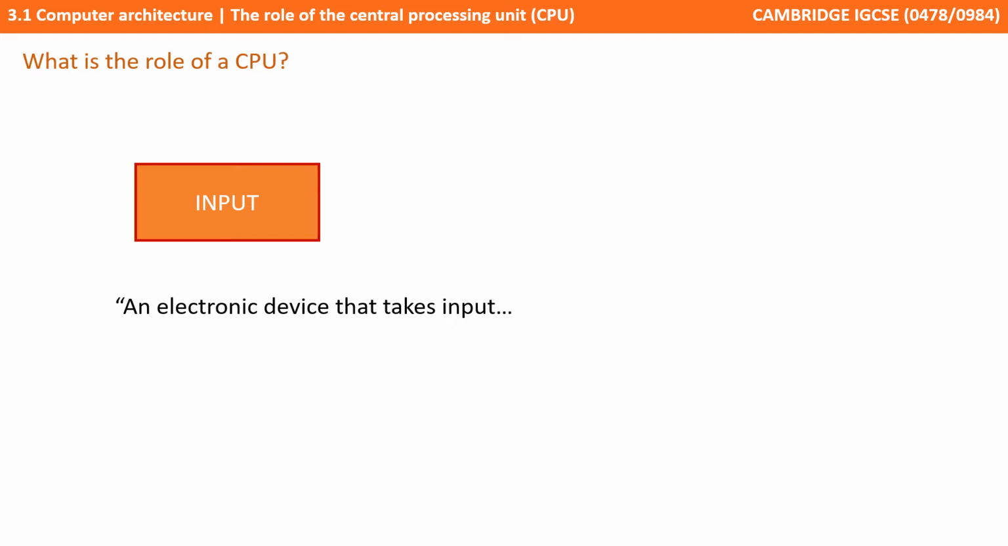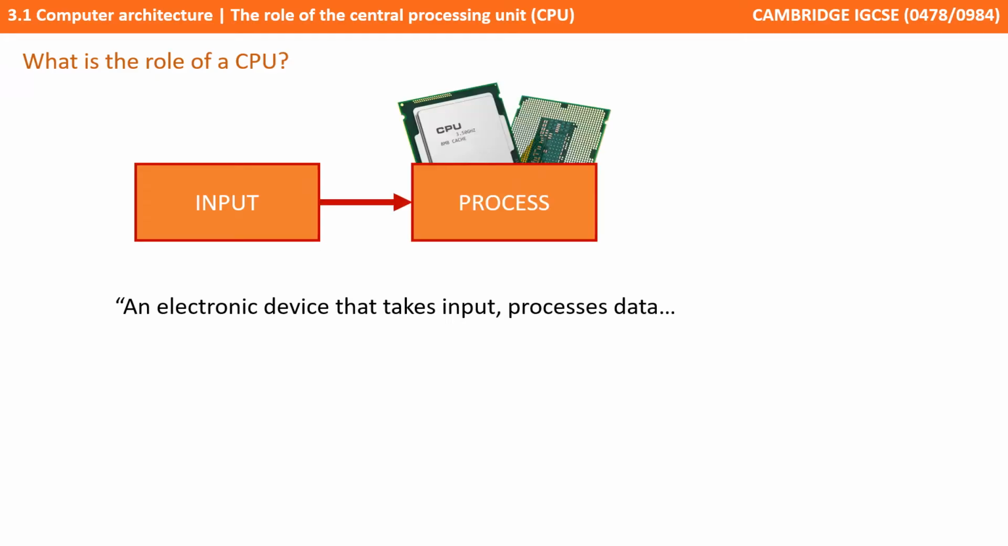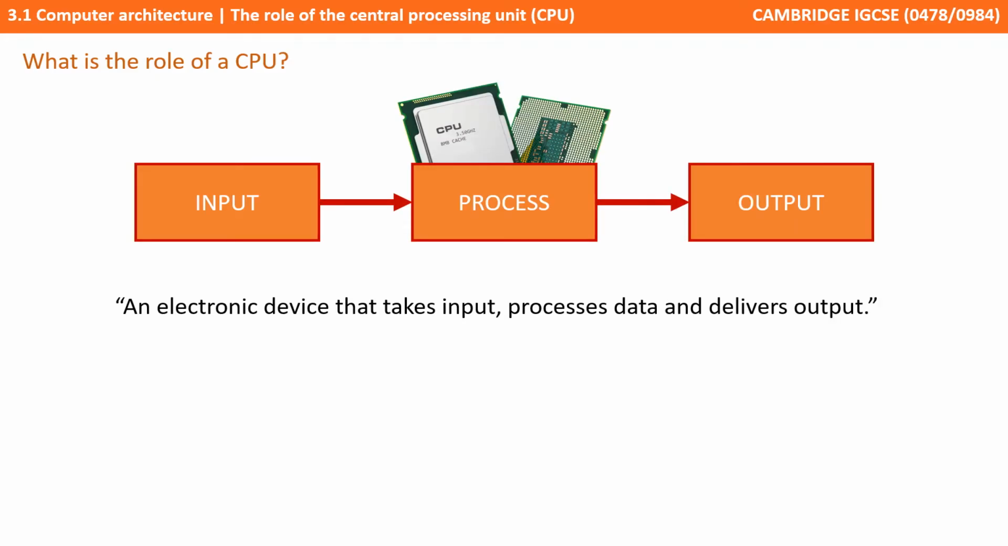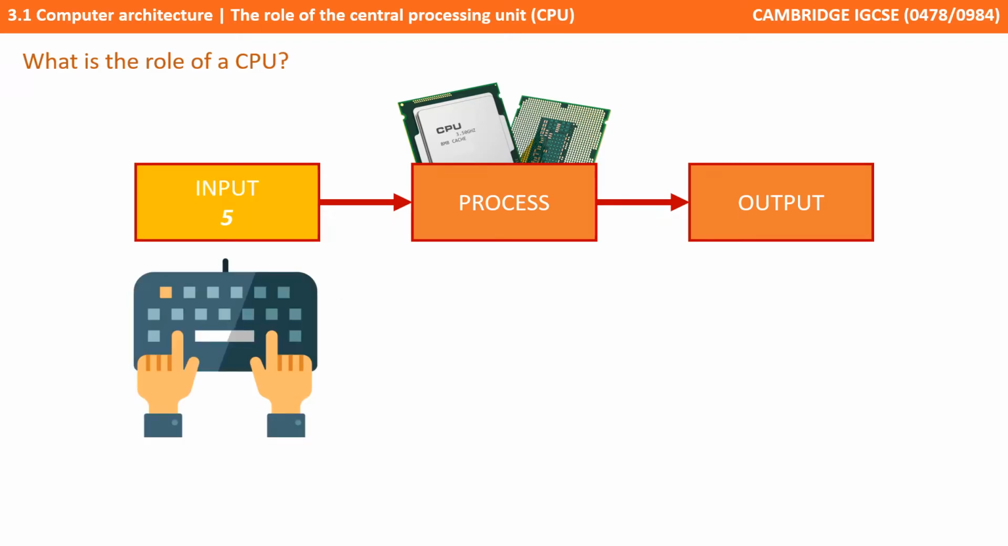Well, we can say it is simply an electronic device that takes input, processes that data, and then delivers an output. And of course, this can take many forms. The input could come from the keyboard. The user could be entering the number 5 as part of a calculation.